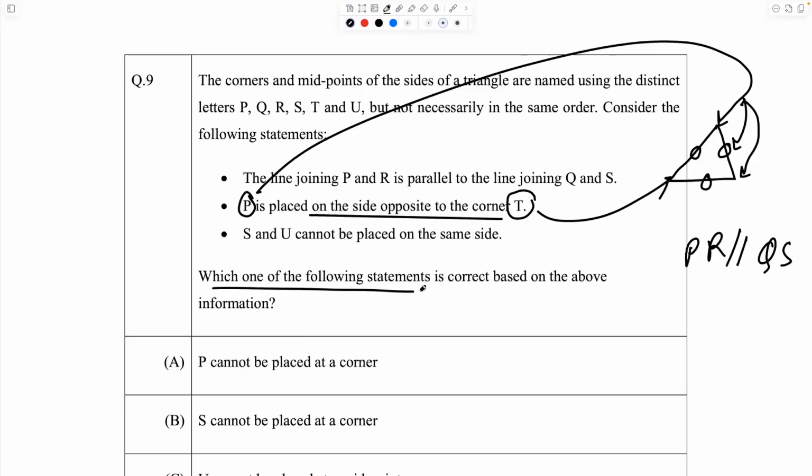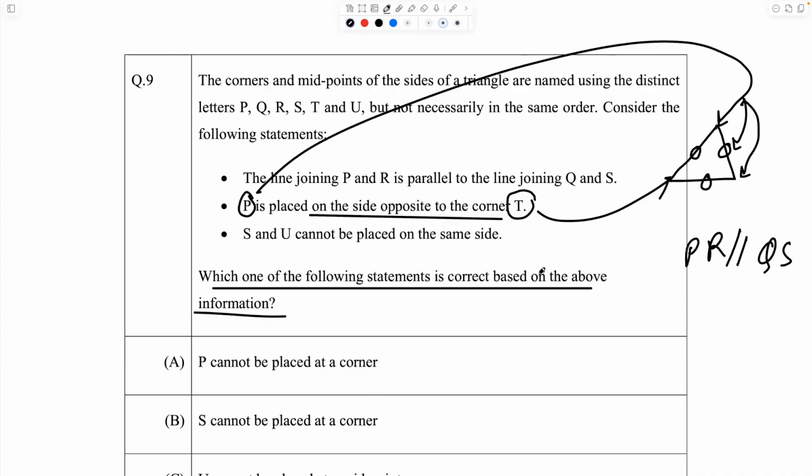So which one of the following statements is correct based on the above information? Let's try to do that in imagination, right? Obviously, in your imagination, you take a paper and pen and try to do it that way. I cannot make you do that, but I do expect that you do that first and then look at the solution.